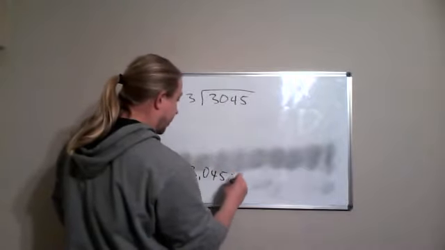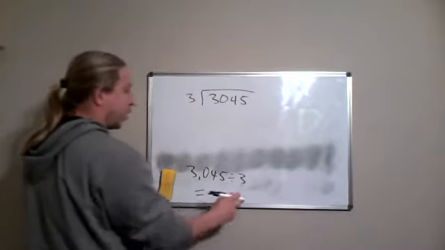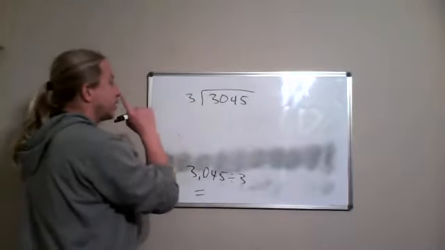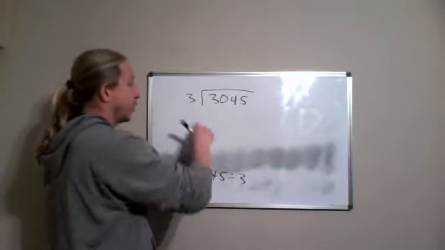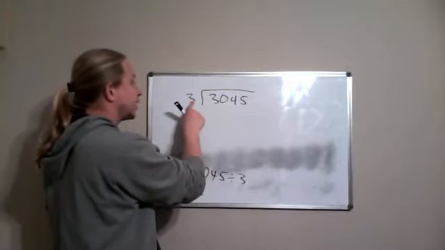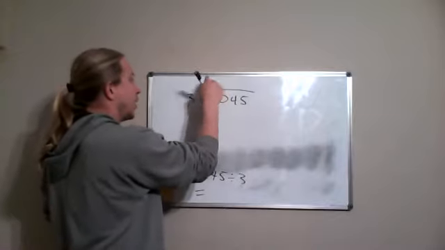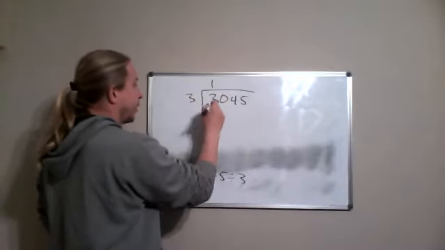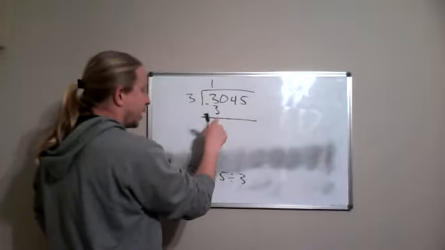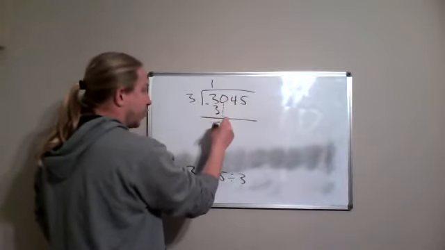3.045 divided by 3 equals, and we'll put our answer there, and we'll accompany it with the workings. Okay, so remember, how does long division work? How many times does 3 go into 3? Once. 1 times 3 gives me the 3. I subtract, I get a 0 here. I bring down the 0, okay?